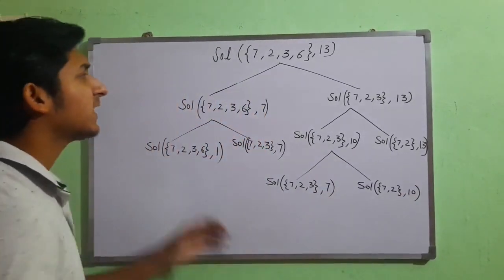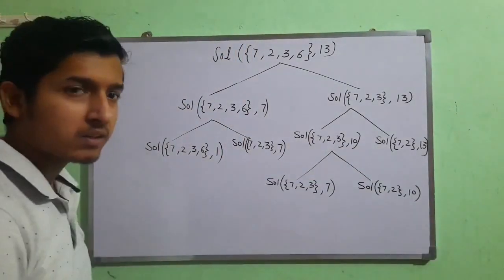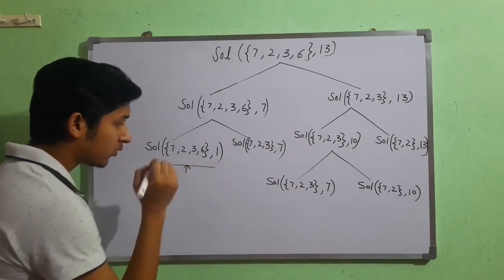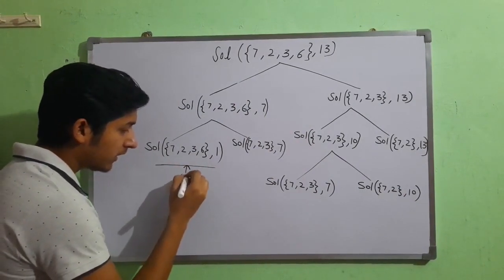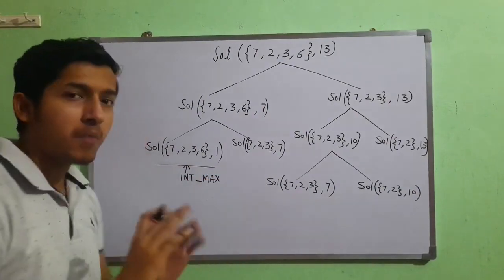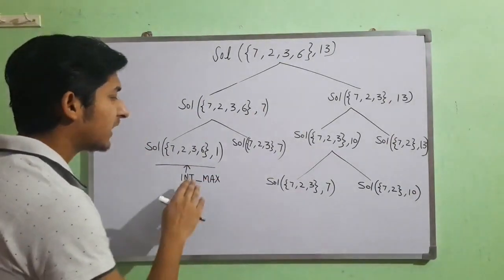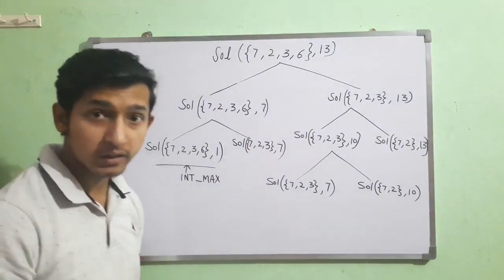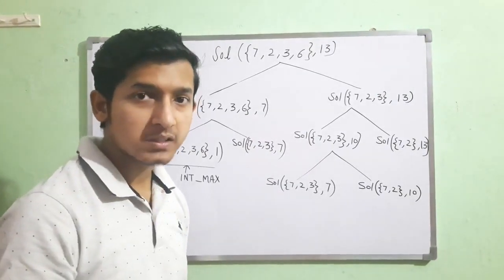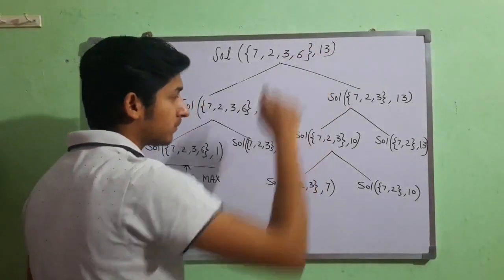In this way we can see that this tree will expand too big and will get the solution. When such a case is encountered, return int max. This means the maximum number of operations will be taken, so that it won't accept this value, because we have to return the minimum number of coins or bills we will need to get this sum.